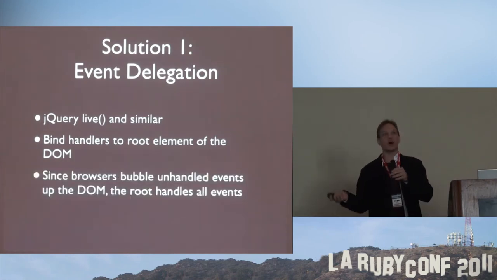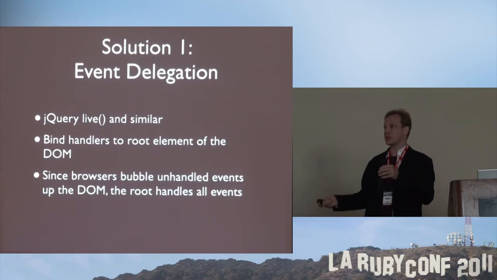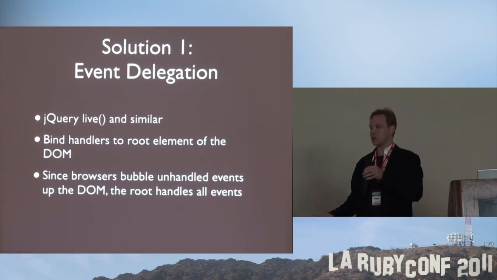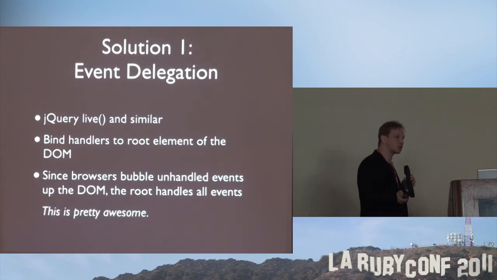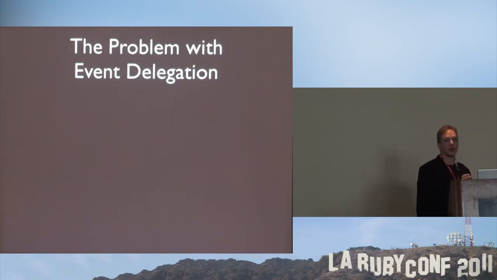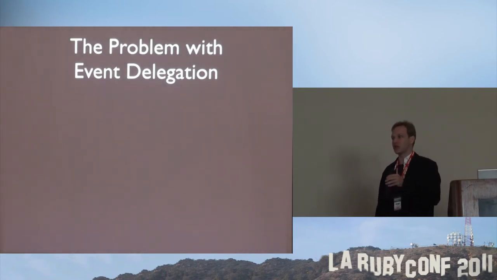Since our browsers bubble up all of our unhandled events up through the DOM until somebody handles it, this means they always get to the root of the DOM, which is unchanged, and that can handle all of the events, and that's really pretty cool. Unfortunately, there's a problem. Event delegation can't handle transformations to things that are on the page.